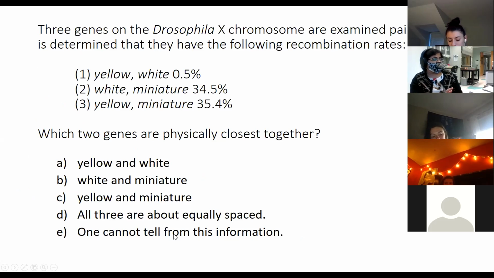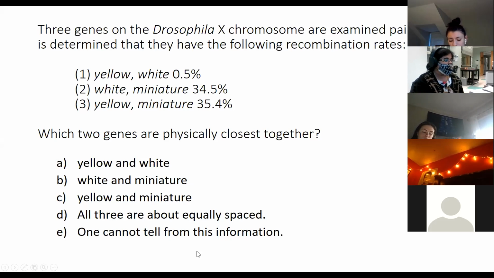Three genes on the Drosophila X chromosome are examined pairwise. It is determined that they have the following recombination rates. Yellow and white are 0.5%. White and miniature is 34.5%. Yellow and miniature are 35.5%. Which two genes are closest together? What do you guys think with this one? Is it A? A. Yes.